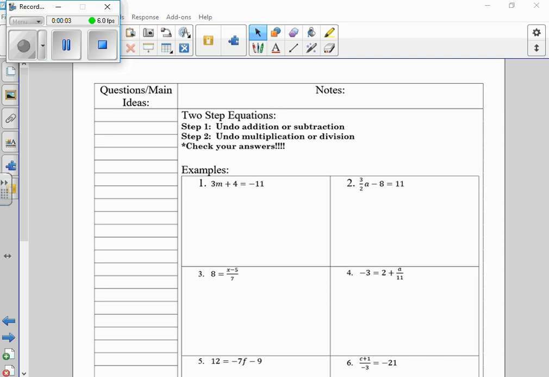So the last video was on solving one-step equations. This one is a step up. We're solving two-step equations.